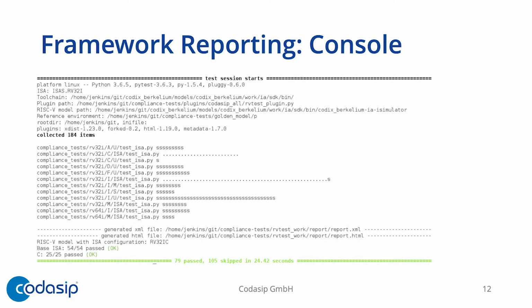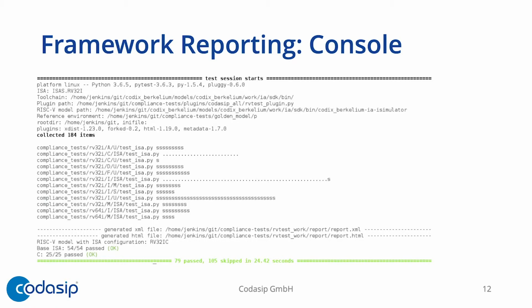So when you execute the framework, you can also get a console report. You can see in the header the information the framework is using, including the ISA tested, ISA of the model, toolchain, if there is any. By default, it's the RISC-V GCC, the path to the plugin, the path to the model itself, and so on. You can see how many tests have been collected. In this case, it's 184.